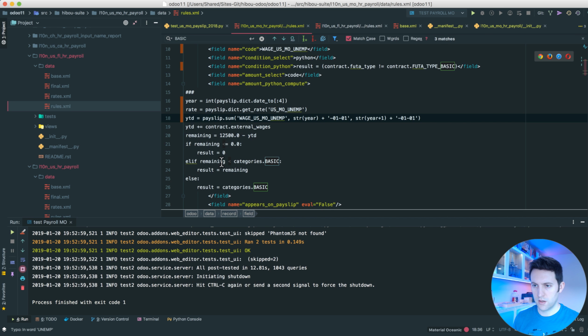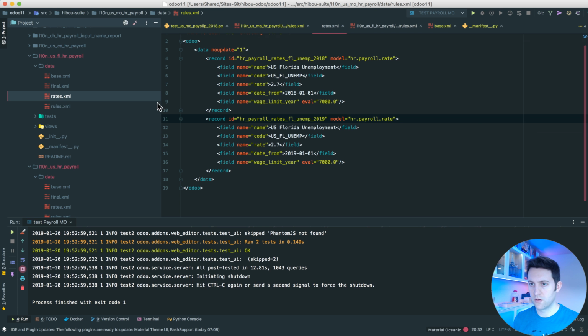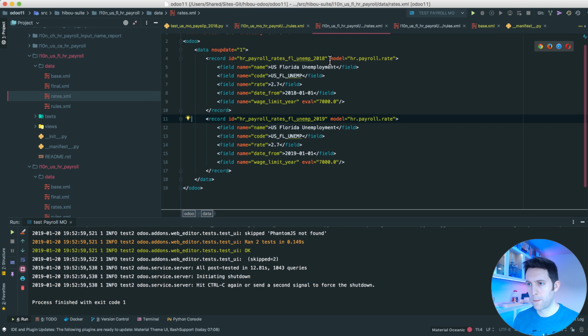All right, and then this can be rate dot wage limit year, and that was 12,500. So let's go put that into our rates. Don't know what the default rate is. Let's go see if we have it in our tests.